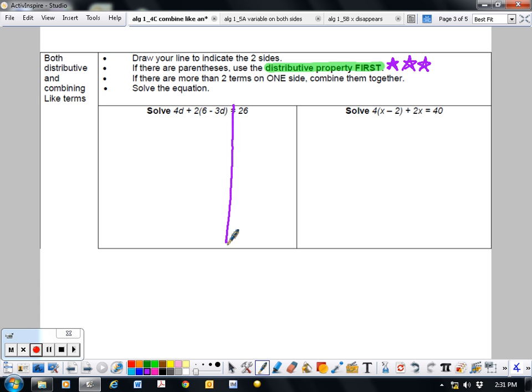I see a parenthesis, so I take this number in front, this positive 2. I'm going to multiply it inside. So this 4D is just hanging out here. I'm just going to write him out here. Nothing's changing with him yet. But over here, I'm going to have a 2 times 6, which is a positive 12. And then a 2 times, now remember, this is a minus 3D there. So 2 times a minus 3 gives me a negative 6D.